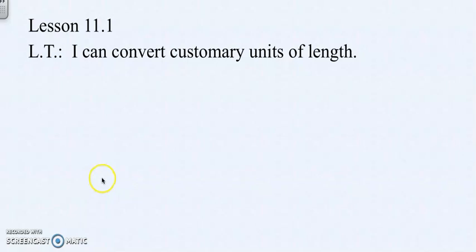All right, everyone. Today we're going to be working with Unit 11, and Unit 11 teaches us all about measurement. In the first three lessons of measurement, we're going to be talking about customary units. All right, what does the word convert mean? It says, I can convert customary units of length. The word convert means to change. So that means we can change from one unit to another.